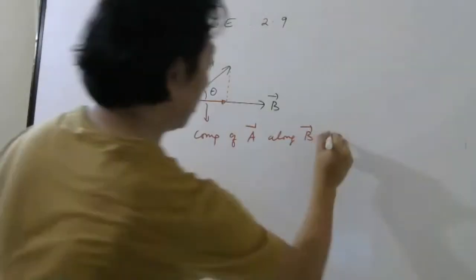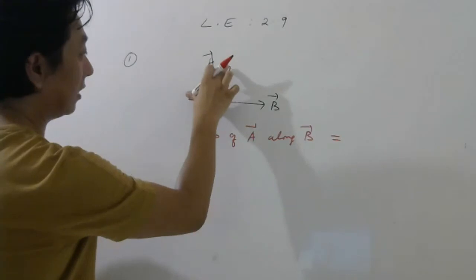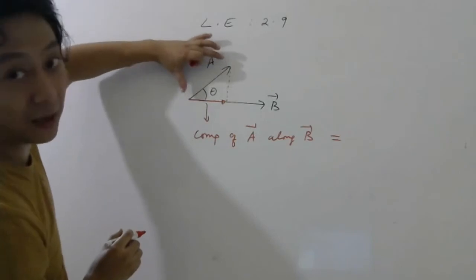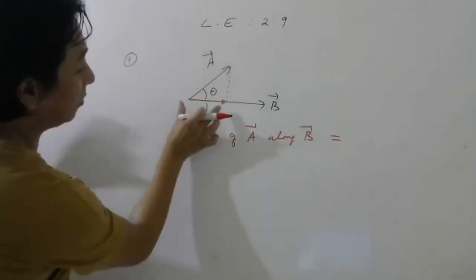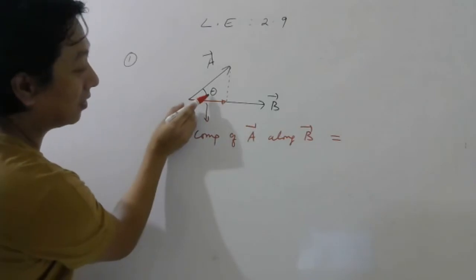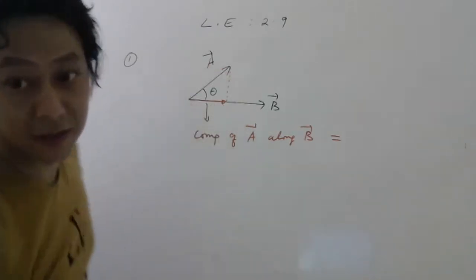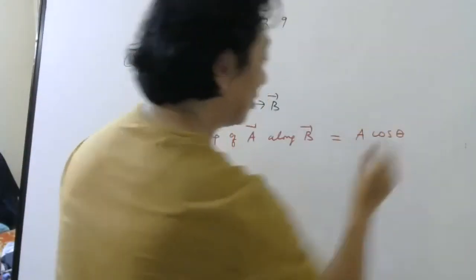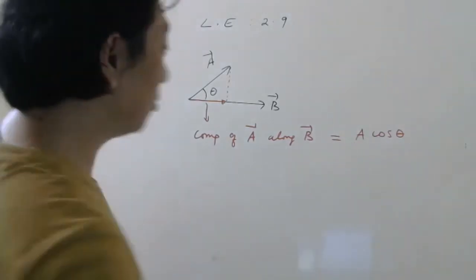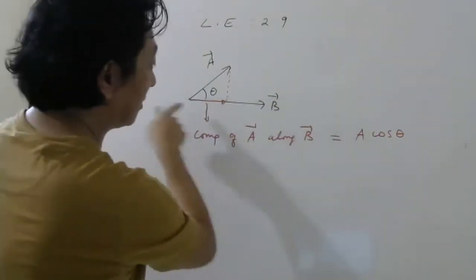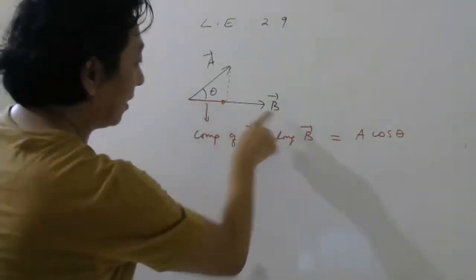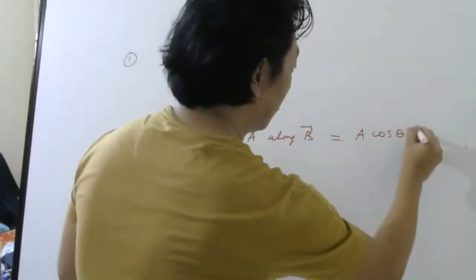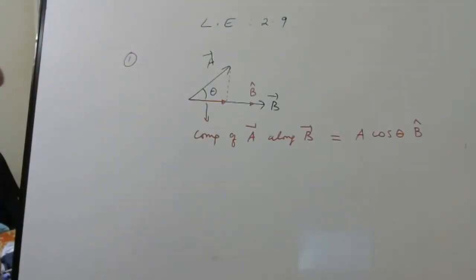Now how to write that? If this is A, this is theta, what is this length? A cos theta, right? So it will be A cos theta. But this is only the magnitude. You have to multiply with unit vector in this direction. Since this vector is B bar, unit vector in this direction, I can write B cap. So you can put B cap here. That way, it will be complete.